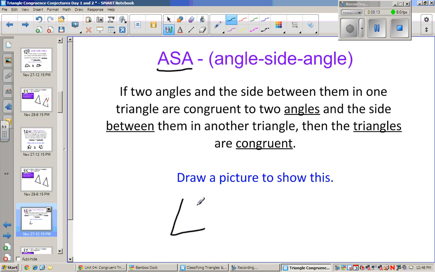So in this situation, we'll draw it here, we'll draw it here, and we'll have this angle match up with this angle, the side in between them, and this other angle. So this is what we call angle, side, angle.